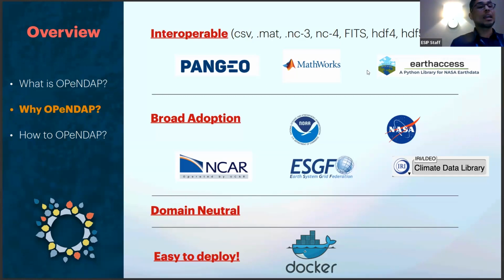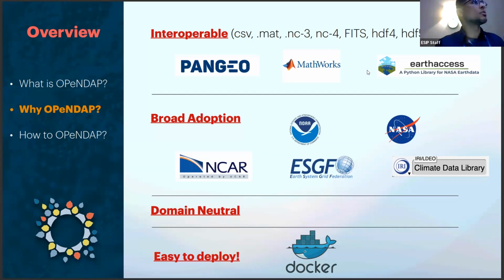And it's broadly adopted. NCAR, UCAR has used it. A lot of institutions, atmospheric and oceanographic research institutions, have used it. NOAA has their own implementation as well, both ERDDAP and THREDDS, and some NOAA people also use Hyrax. It all works really well within itself. Columbia had the IRI Climate Data Library, and NASA, of course. Domain neutral, and it's really easy to deploy.